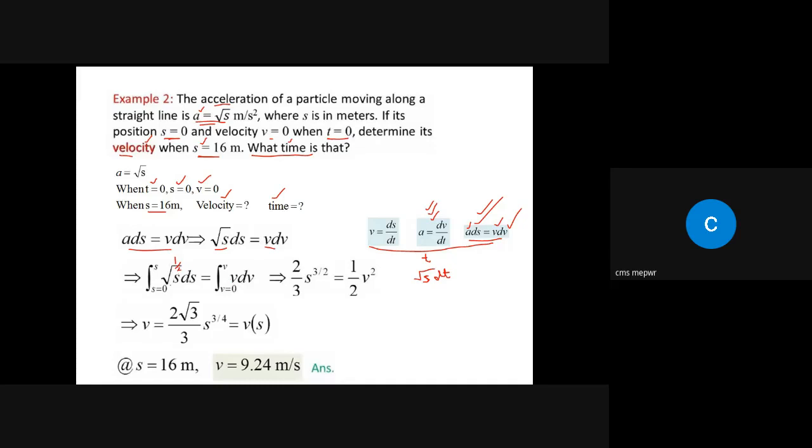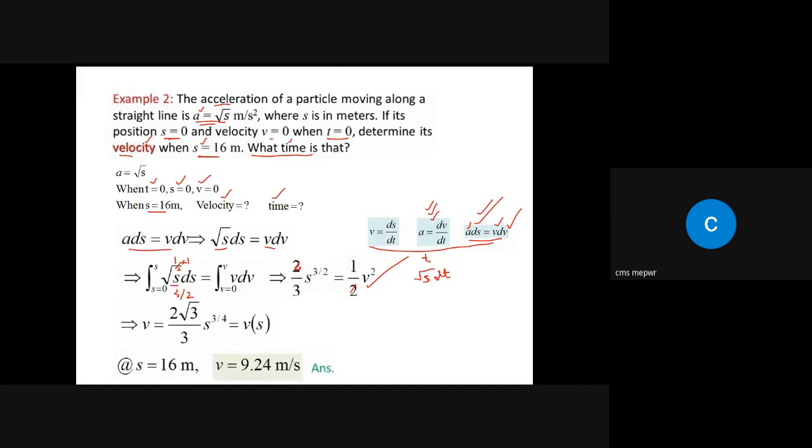When you integrate it, you need to add 1 to the power, which will become 3 by 2, and divide by the same in the bottom. So when it goes upward, it becomes 2 by 3 s to the power 3 by 2. And over here it becomes v square by 2. When you take this 2 over here, this one will become 4, and v square is equal to 4 by 3 s to the power 3 by 2.